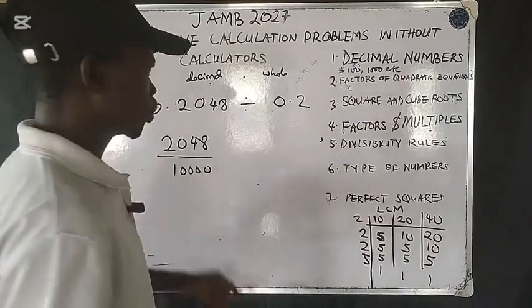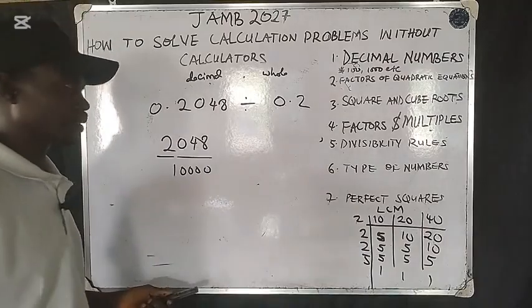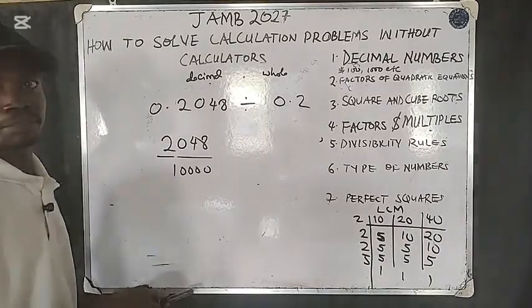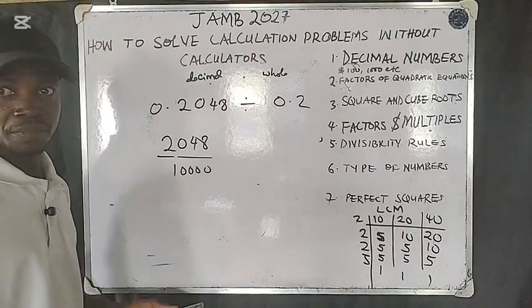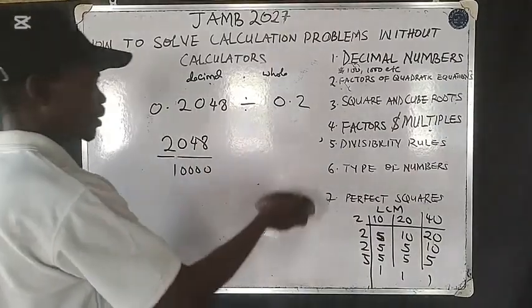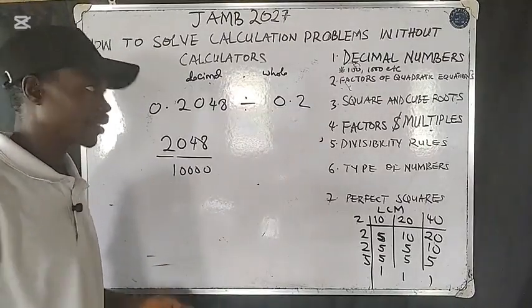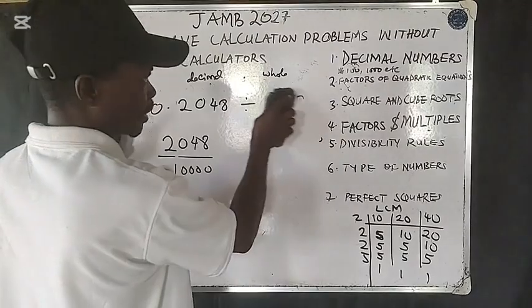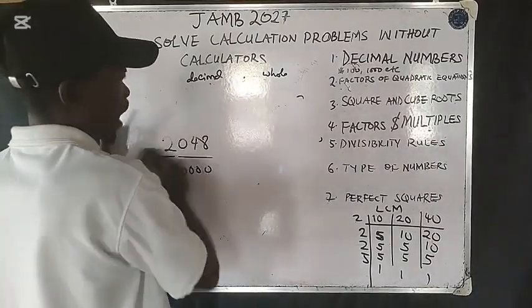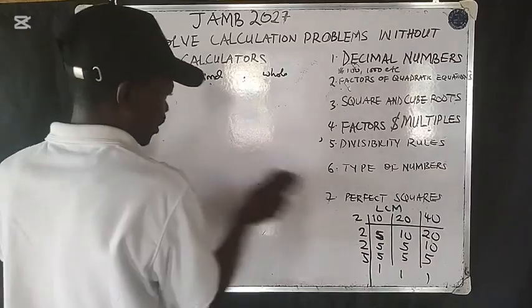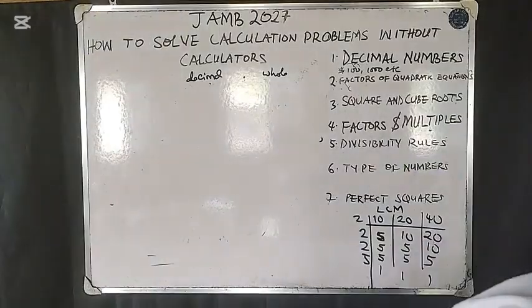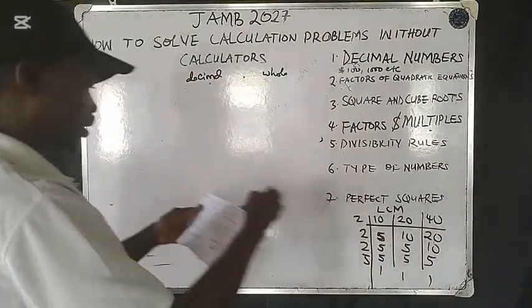So we have done how to multiply decimal numbers by decimal numbers, how to multiply decimal by base 10 numbers, how to divide decimal by decimal, and how to divide decimal by base 10 numbers. Am I right? So lastly, let's look at another one. Let's have a question. Assuming we have a question like this.